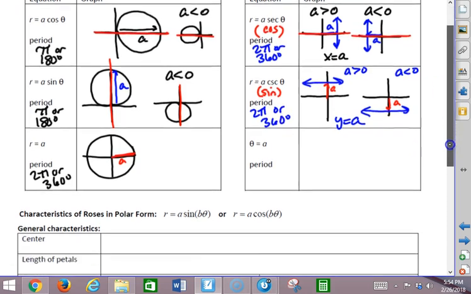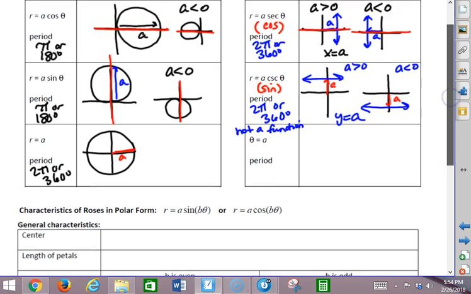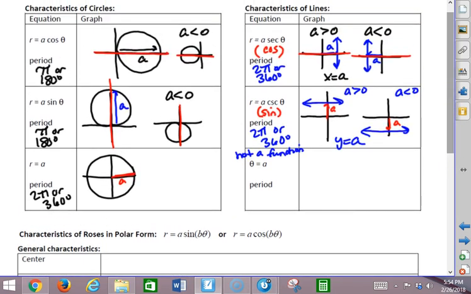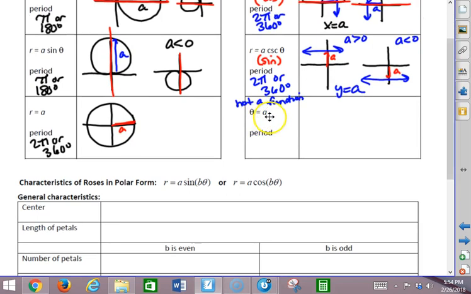Now this last type of graph is not a function in polar form. Just like x equals a is not a function in rectangular form, because for every value of x there's an infinite number of y values. Here, for every value of theta, there's an infinite number of r values.